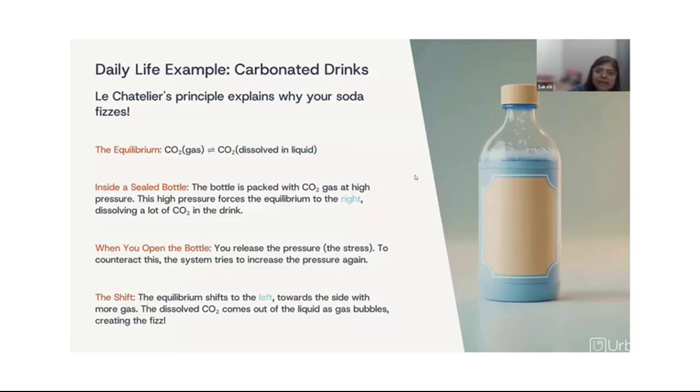Next is a daily life example, like carbonated drinks. Basically the carbon dioxide in the gas is converted to carbon dioxide in the liquid. Basically, we dissolve it in the liquid. You must have seen in videos how carbon dioxide is dissolved in the liquid. We have to apply a lot of pressure. You cannot do it at home. At home, you cannot make carbonated drinks. You have to make it in the factories, right?